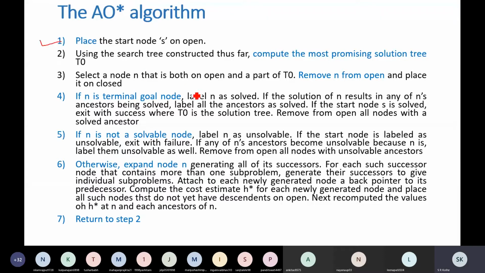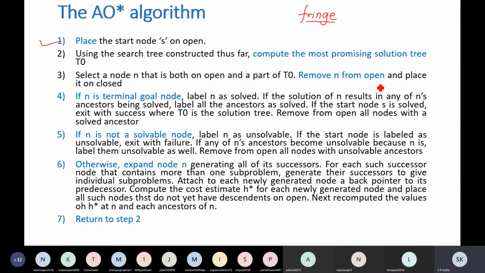First step is as usual, place the starting node S on the open list. Now let us recall what is the open list and what is the closed list. Open list is your fringe, right? In some books that is called the fringe. What kind of nodes are you going to put on open? The nodes which are generated but not explored. And what kind of nodes generally do we put on the closed list? The second type of list: the nodes which are generated and explored completely.